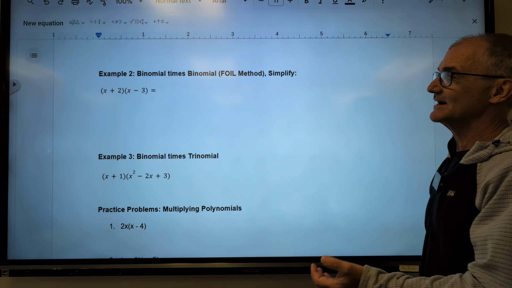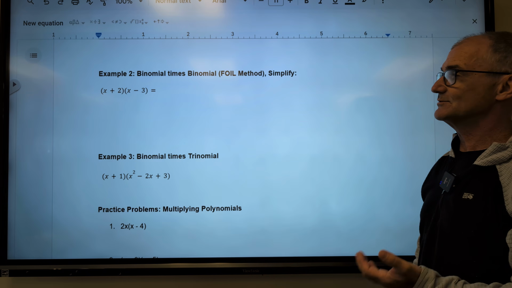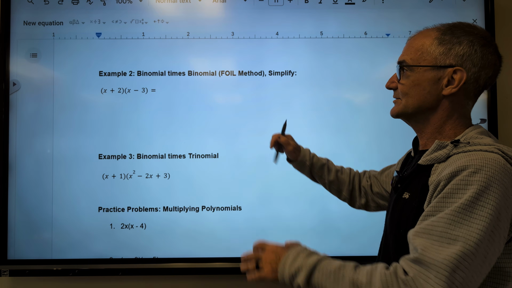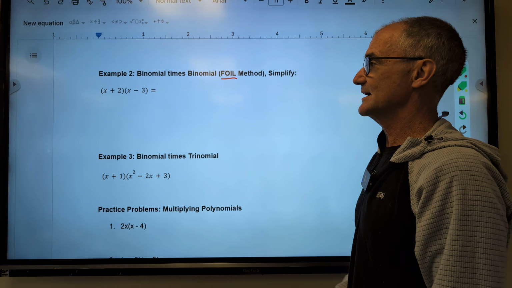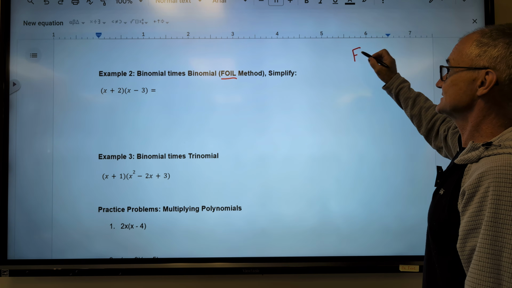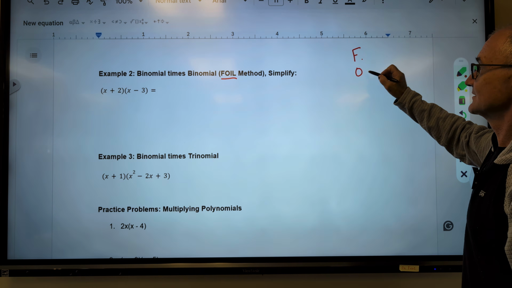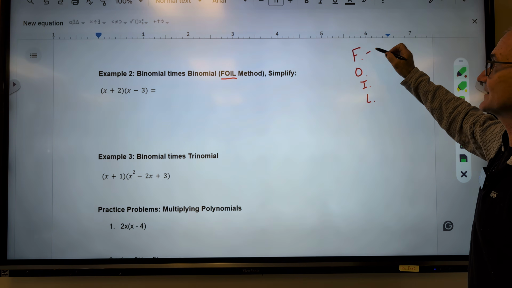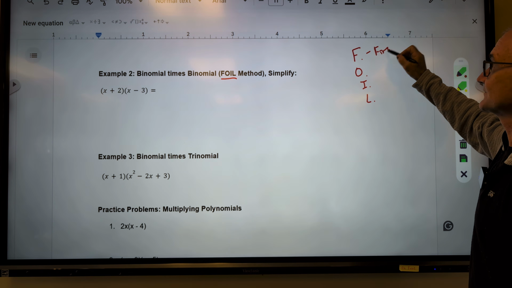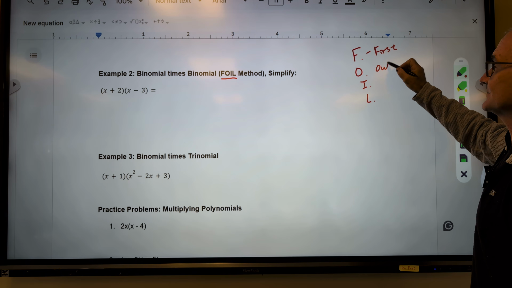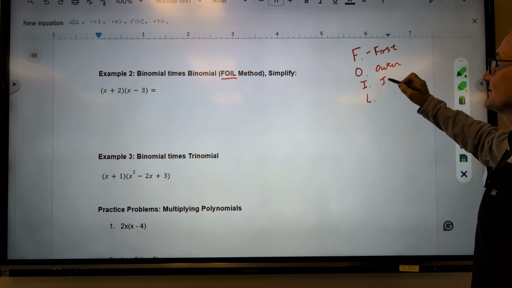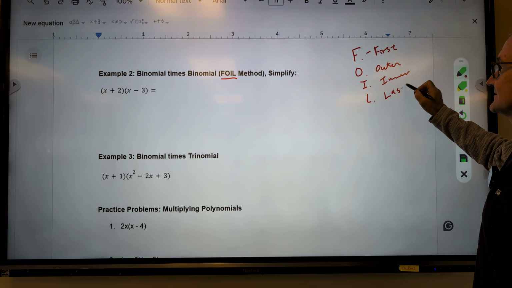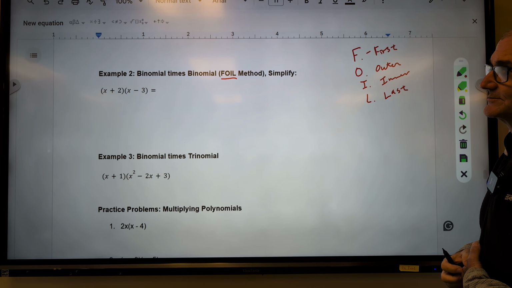The mnemonic device that a lot of people use to remember this, multiplying a binomial times a binomial, is the FOIL method. FOIL is just an acronym, F-O-I-L, and it is saying multiply the first term, the outer term, the inner term, and then the last term. That's what FOIL stands for.